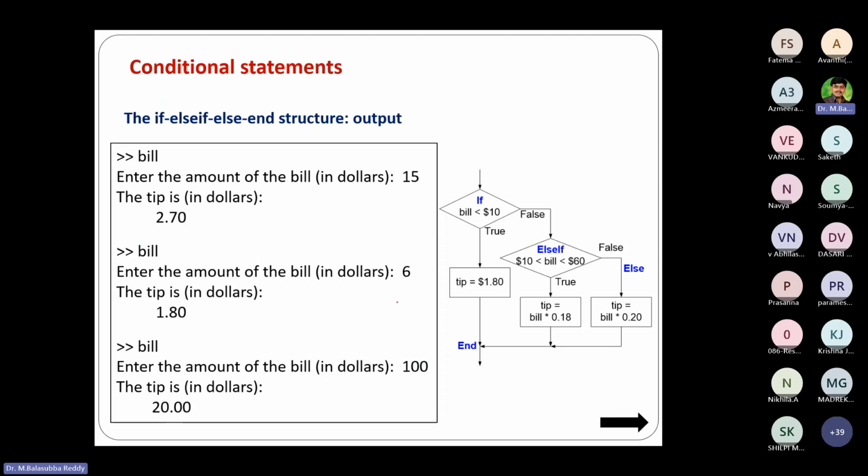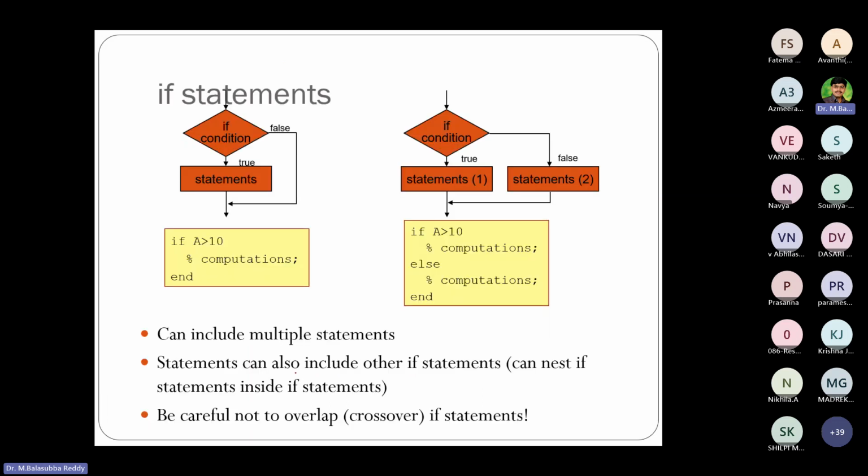And now, the answers you can see here. I entered $15, then the result is 2.7. $15 relates to which case? This case: the tip is 15 into 0.18. Then I entered a bill amount of 6, which comes under this case, where the amount is fixed at $1.8. Then I entered a bill of 100, so the tip is equal to 100 into 0.2, that will be $20.